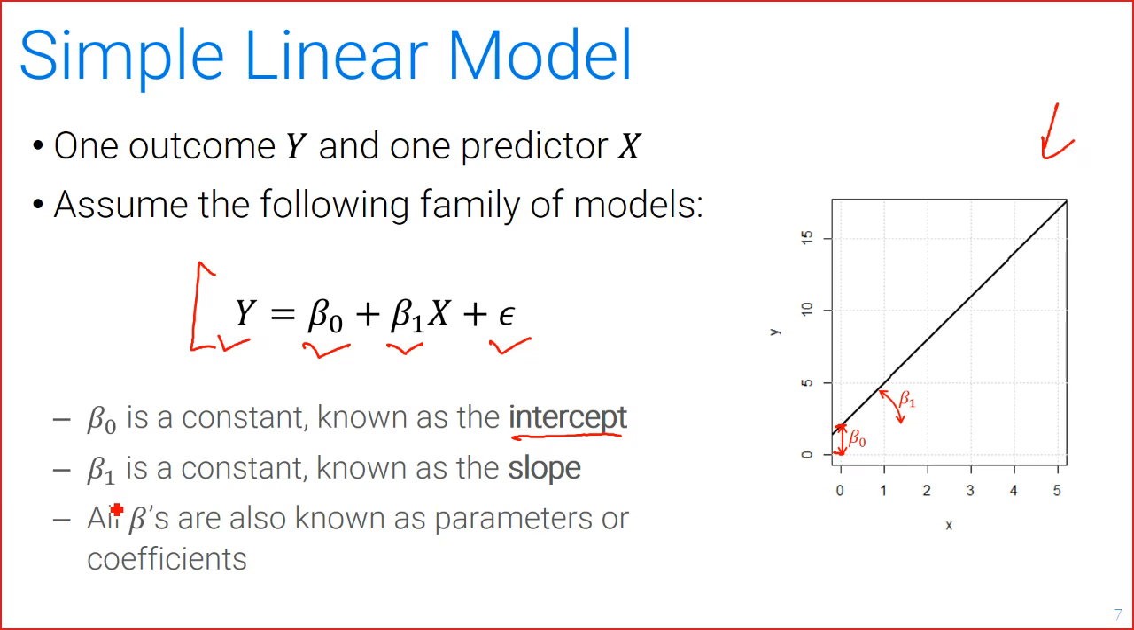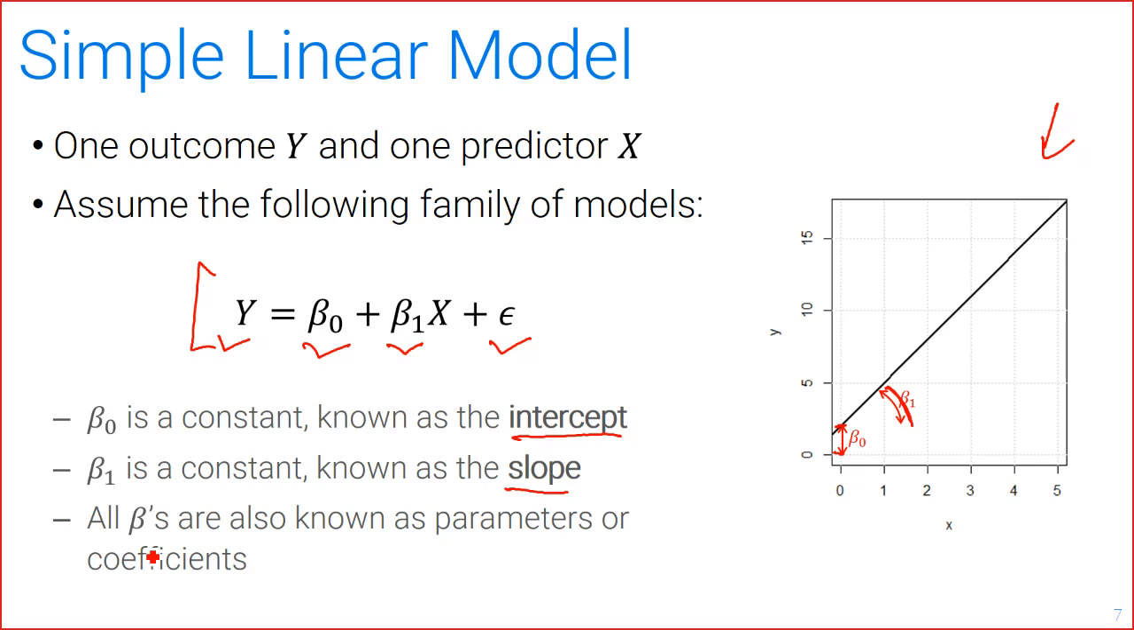And then we have beta 1, which is attached to x, and we call that the slope. We call it the slope because it's essentially modeling how much the y increases for a unit increase in x. So it's kind of measuring this angle here. Is it a steep line or is it not? And so these betas are known as the parameters or the coefficients of the model.